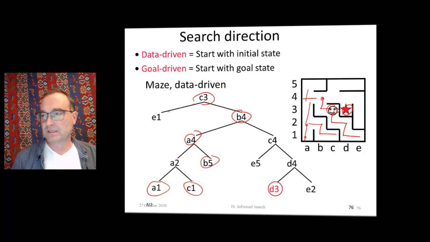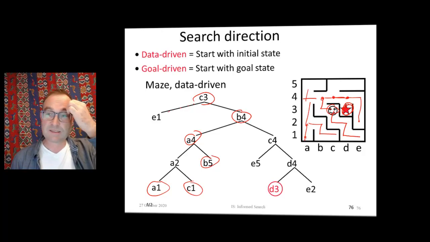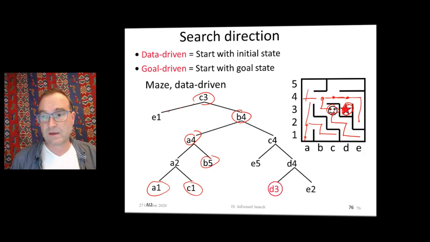And then the alternative would be to go in this direction up to this cross point, going either to E5, this one down here, or going to D4 and then finding the goal. So in this case, you get this search tree.